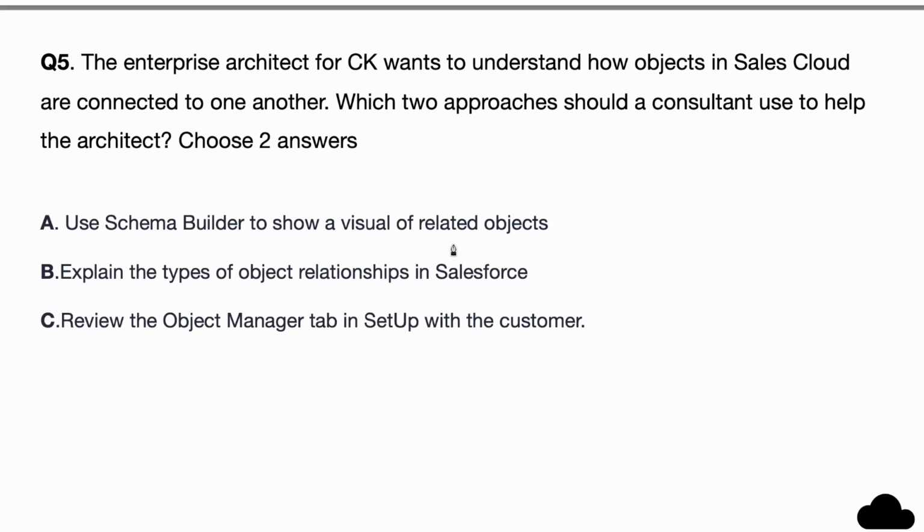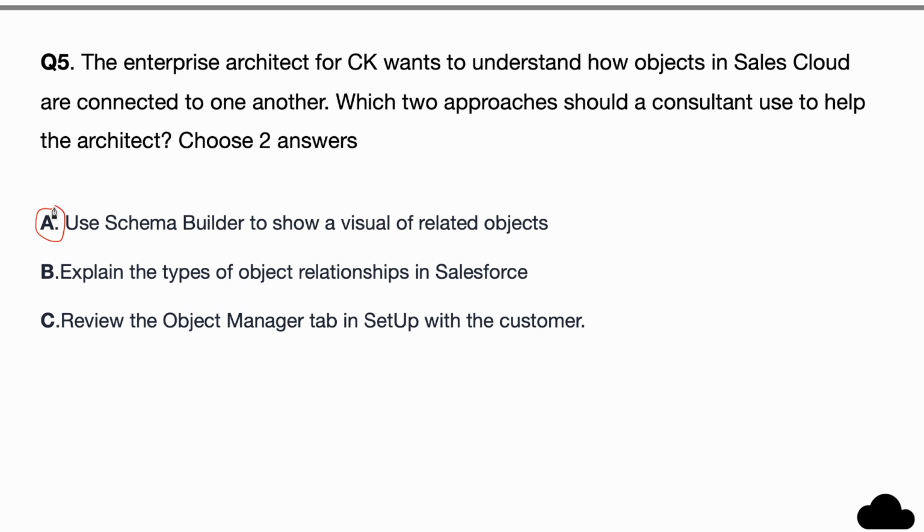So question 5. The enterprise architect for CloudKix wants to understand how objects in Sales Cloud are connected to one another. Which 2 approaches should a consultant use to help the architect? Okay, 2 answers again. So use a schema builder to show a visual of related objects. This is definitely one of our correct answers.